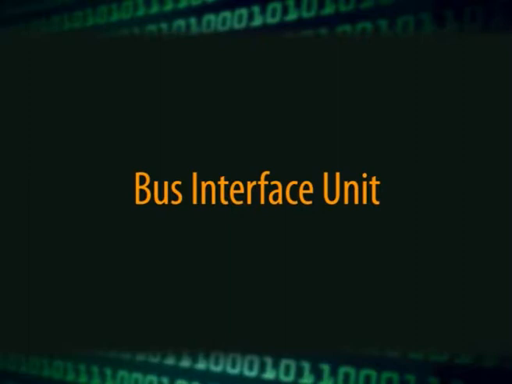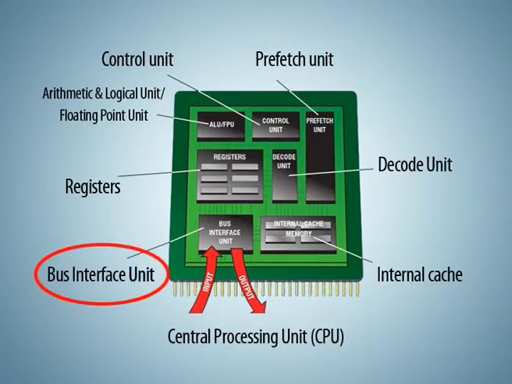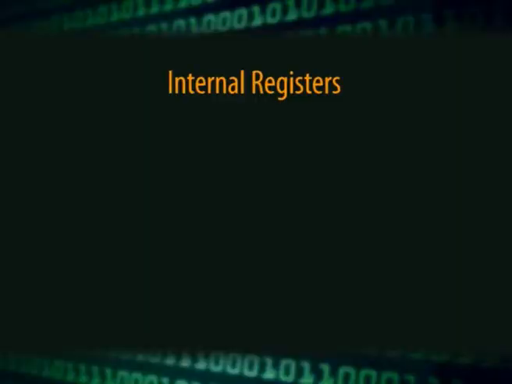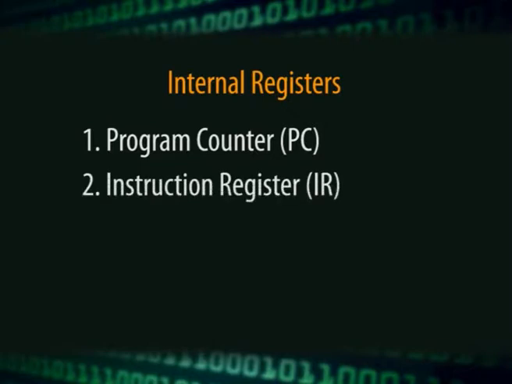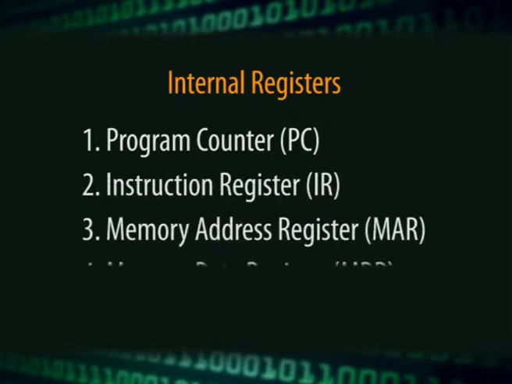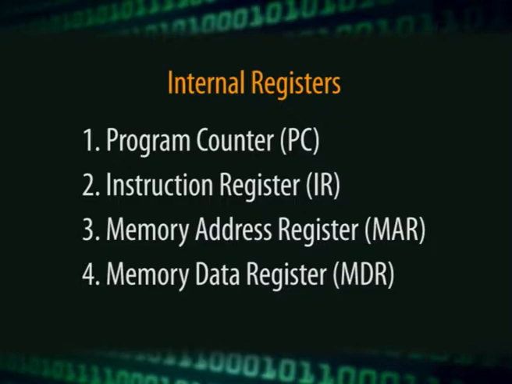The next important component of the CPU is the bus interface unit. The bus interface unit is the place where the instructions and data flow in and out of the CPU. It connects the CPU to the system bus so that it can communicate with external cache, RAM and the rest of the computer. The CPU executes an instruction with the help of 4 internal registers. First is the program counter, second is the instruction register, third is the memory address register, fourth is the memory data register.